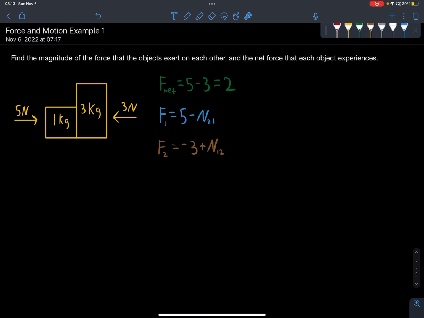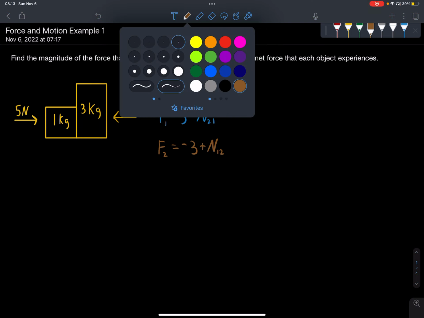Okay, so now we have our net force and the forces on both of our objects, and you might think, oh, well, we could get some more information by adding these two equations together and setting it equal to the net force, and that will give us a true equation, because the entire system consists of object 1 and object 2. So if we add them together, that should give us the net force. And let's see what we can find from that.